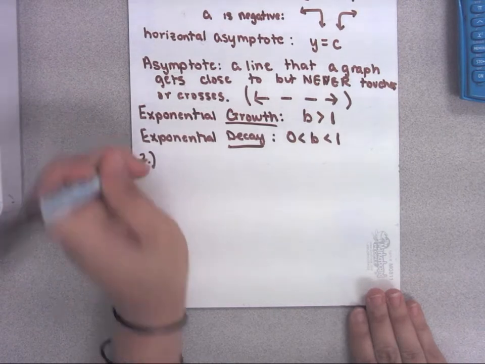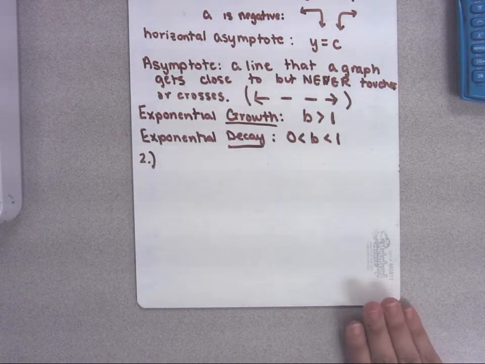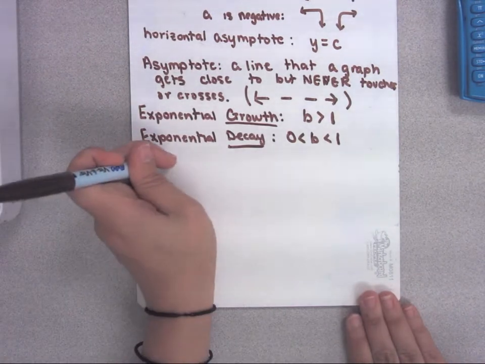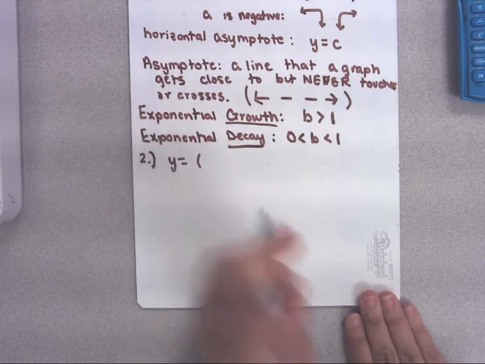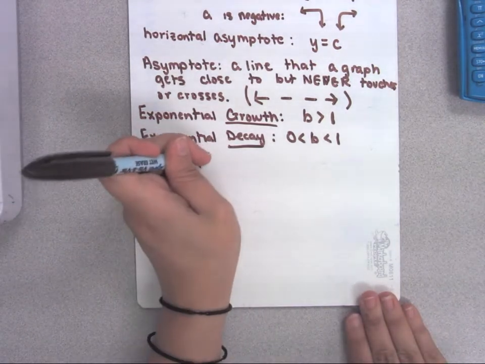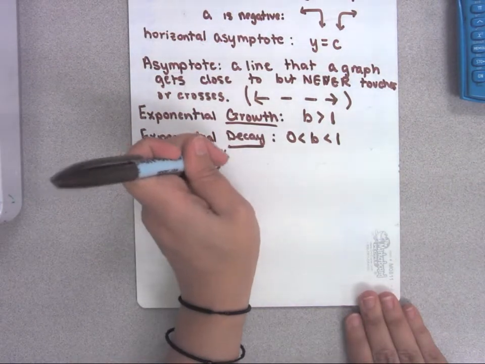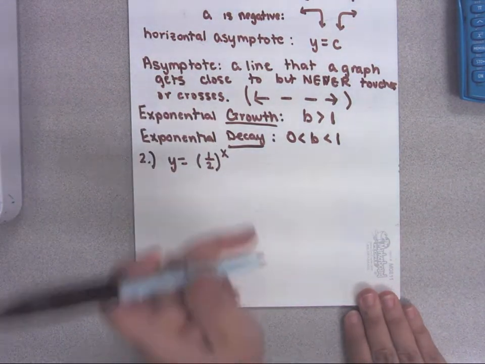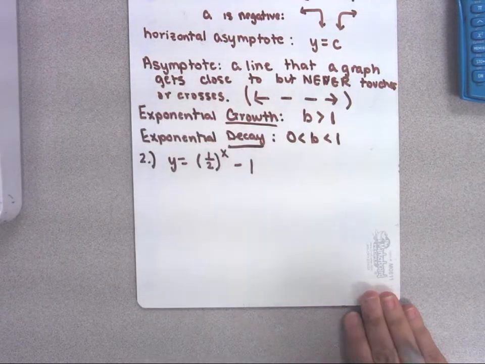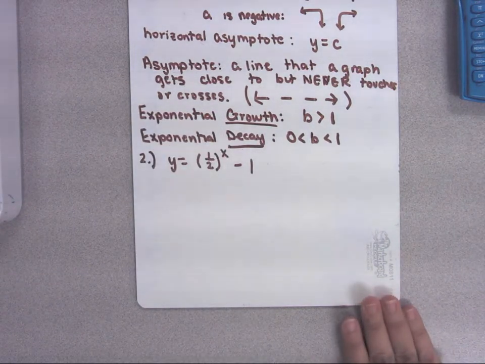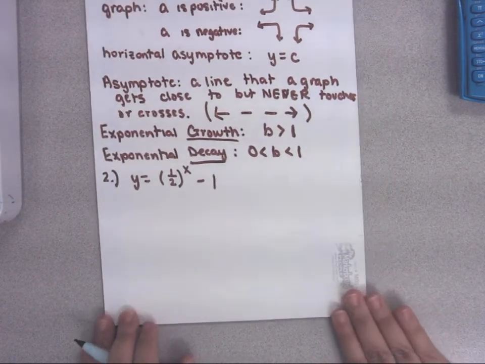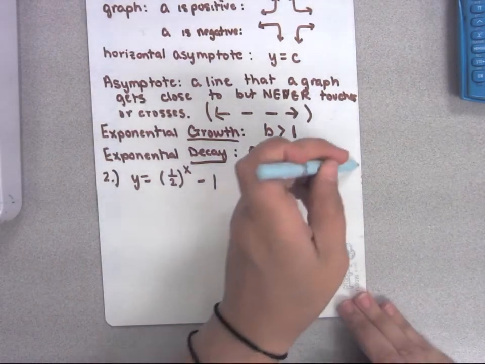I'll do one at the bottom of this page that I couldn't fit. Let's do a second example. How about one with some extra numbers in it? How about y equals, parentheses, 1/2 in my parentheses, to the x power, and then minus 1. Different kind of problem. I'm going to write black because there's too much brown going on this board.